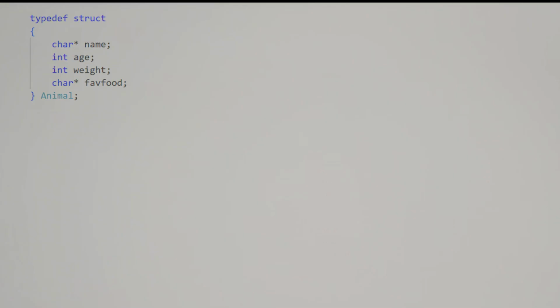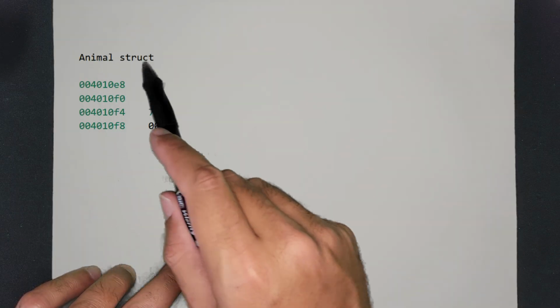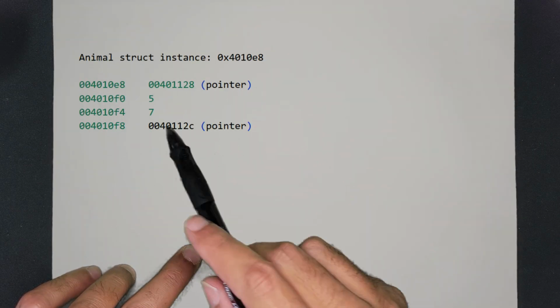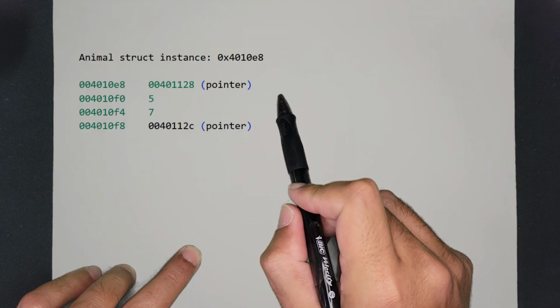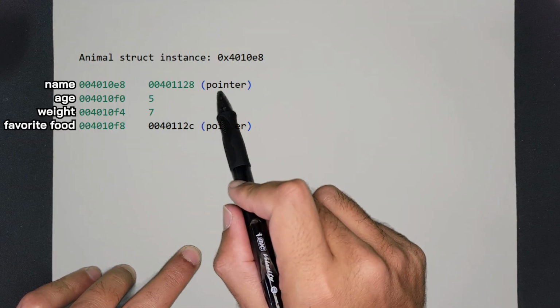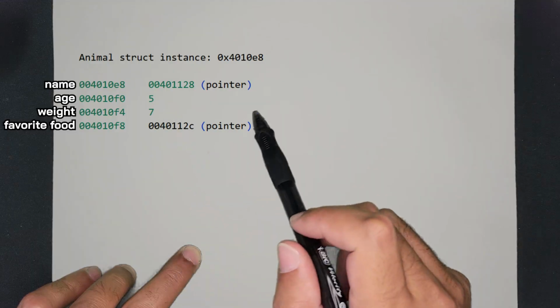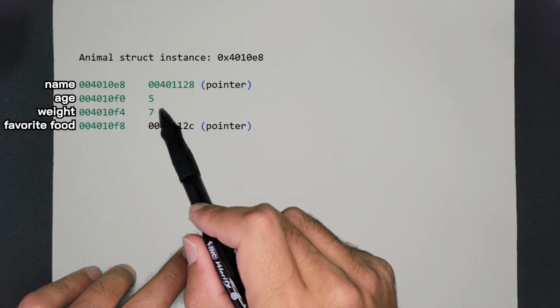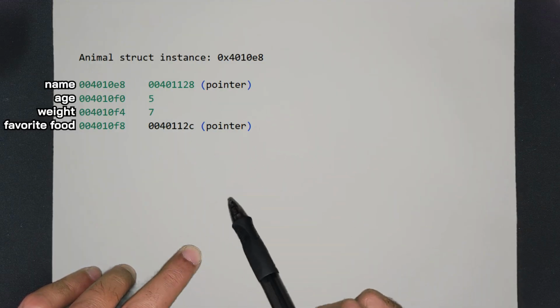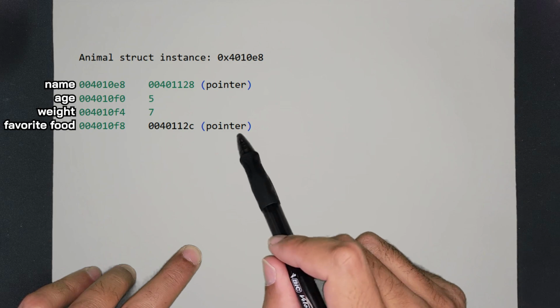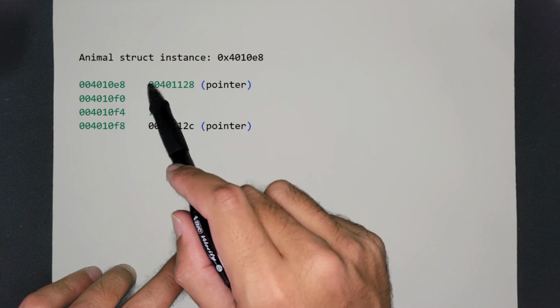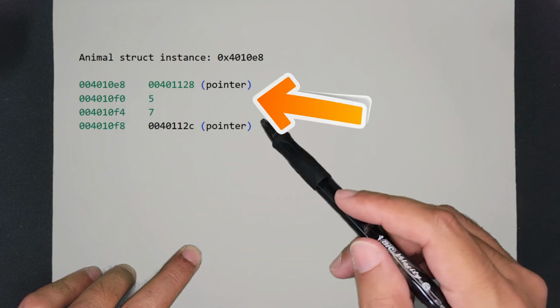If we look at the memory layout for a struct, let's say an animal at address 10E8, since we know that it's a pointer to a string location, that's just going to be an 8-byte address since we're on a 64-bit system. The integers themselves are going to be 4-byte values or 32-bit values, so the actual integer values are going to be the raw data, and then we're going to have the pointer for the favorite food. So altogether, an instance of an animal struct is going to be 24 bytes.